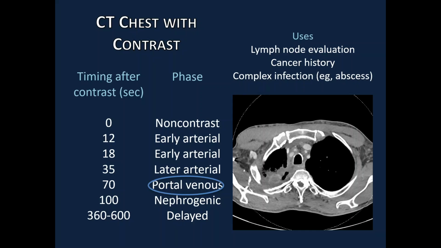It's just a delay that we're evaluating things like the lymph nodes and for any signs of abscess or other complicated infection. Here on the right you can see there's a patient with pneumonia who developed an abscess here, and it has that nice peripheral enhancement. We're able to see that very well in the portal venous phase.